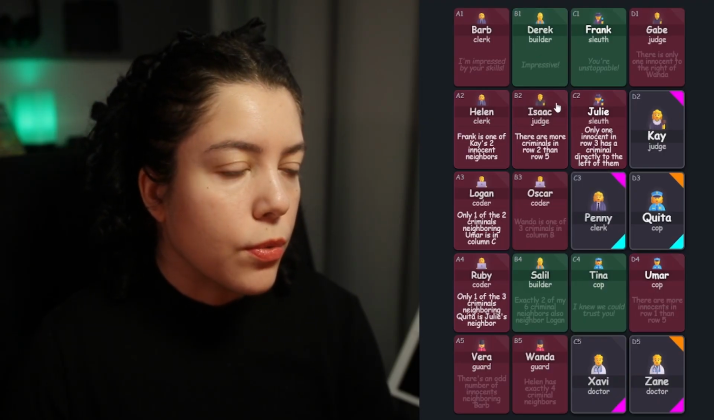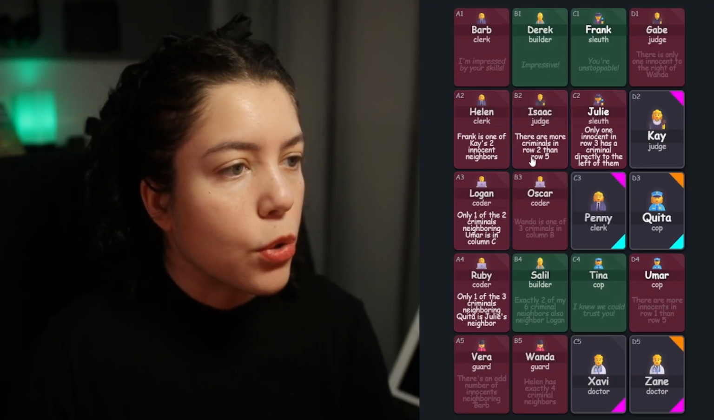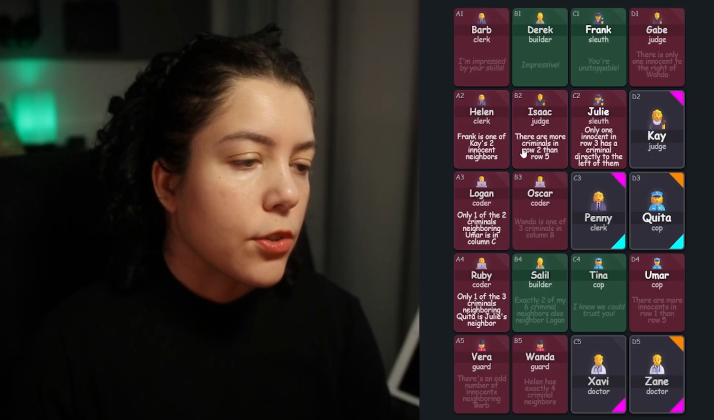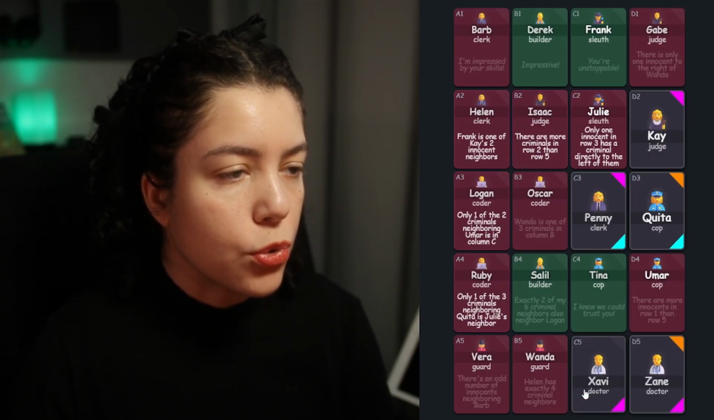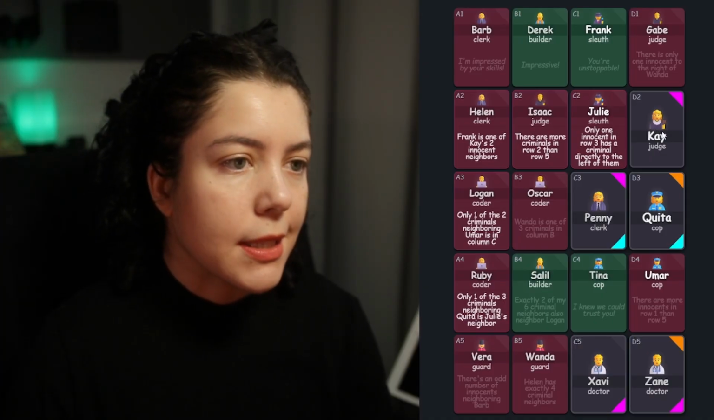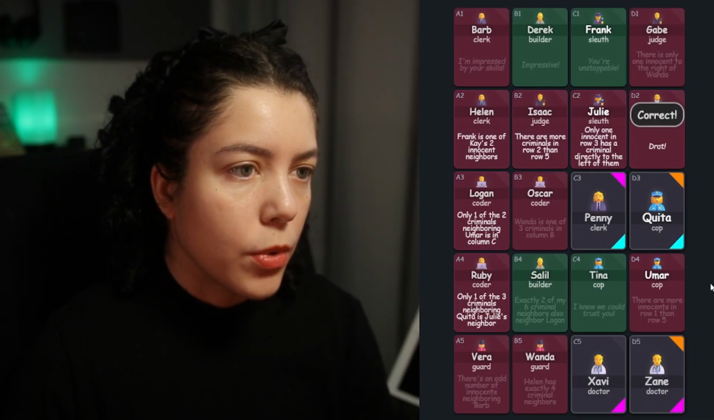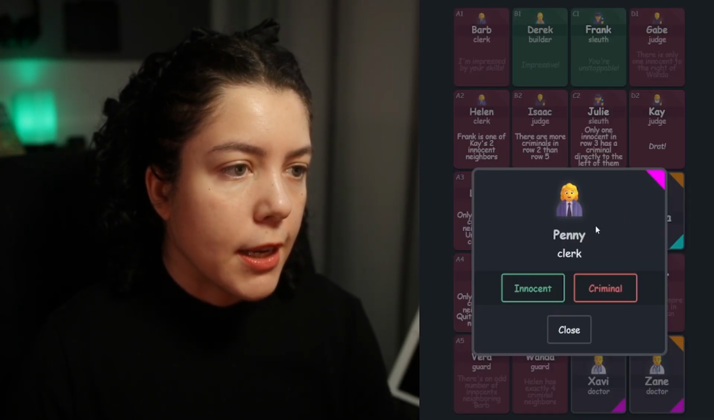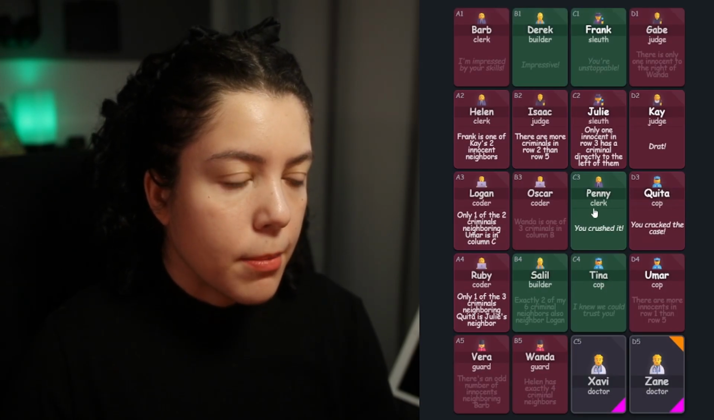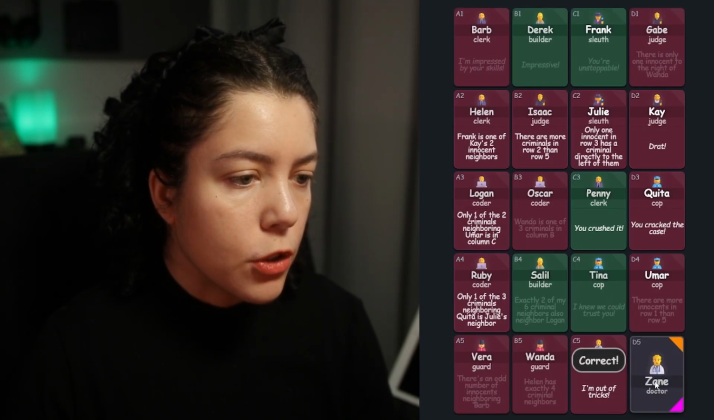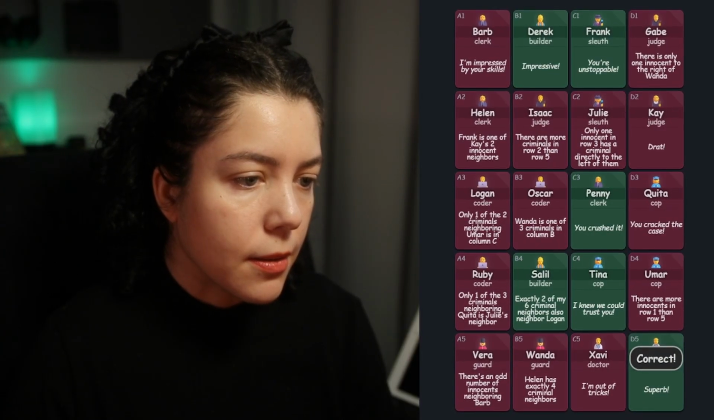And we get a new clue from Isaac. There are more criminals in row 2 than row 5. So we know now the opposite, that row 5 has 3 criminals, which makes row 2 need 4. And that makes Kay a criminal, who is in row 2. Kay being a criminal makes Penny an innocent, which makes Kita a criminal. And Penny being an innocent makes Xavier a criminal, which makes Zane an innocent.